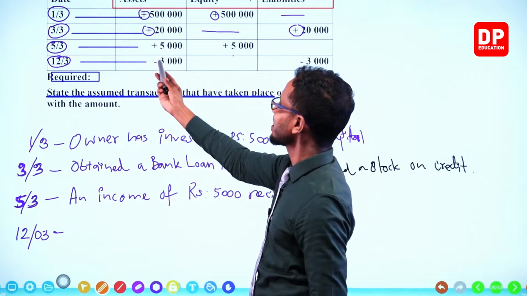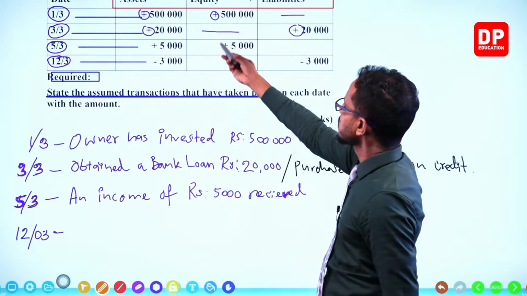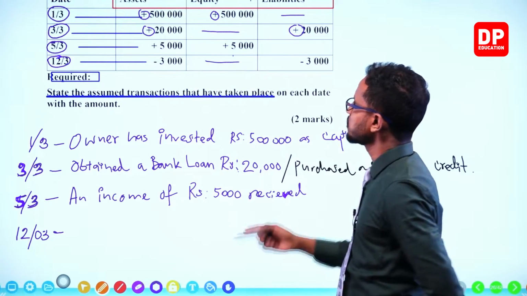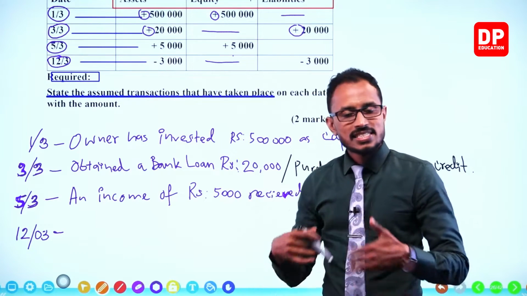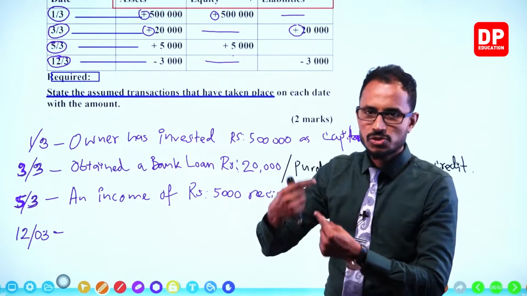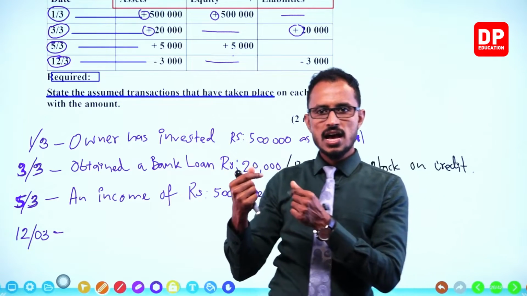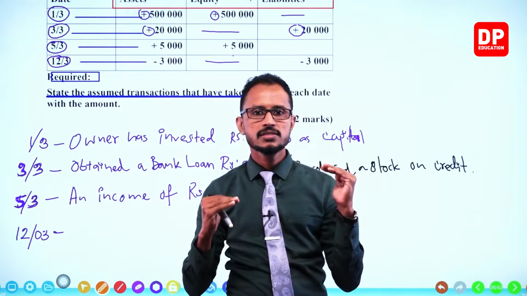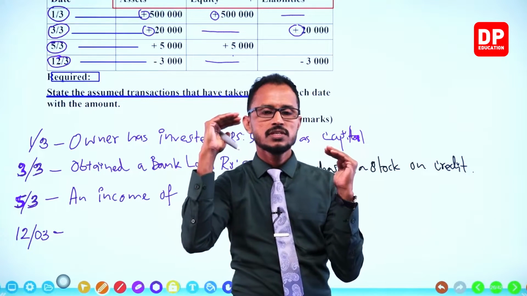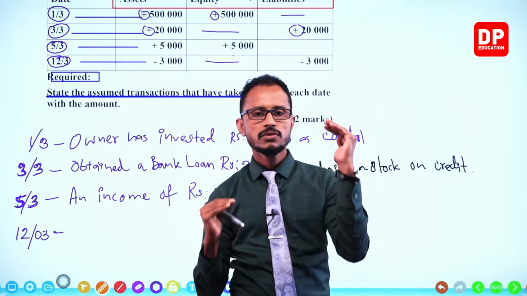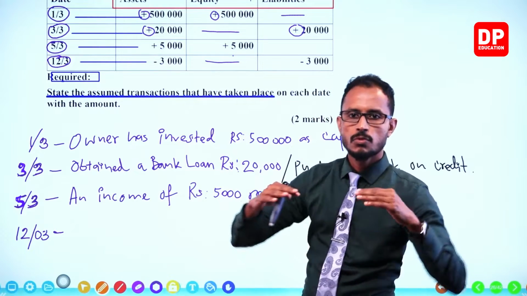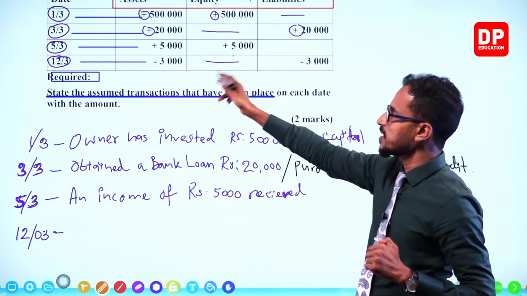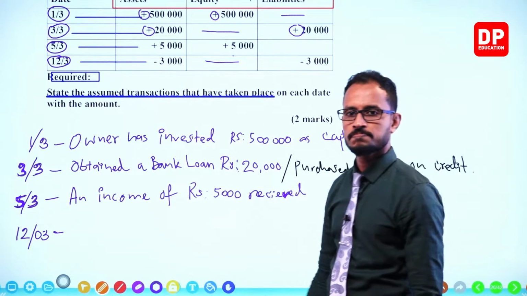3,000 assets decrease. 3,000 liability decrease. Nothing under equity. Assets decrease means we have paid cash, so the cash asset has gone down and the liability has also gone down. This side, cash gone down, this side liabilities gone down. Both gone down, 3,000. That means cash paid to settle a liability.